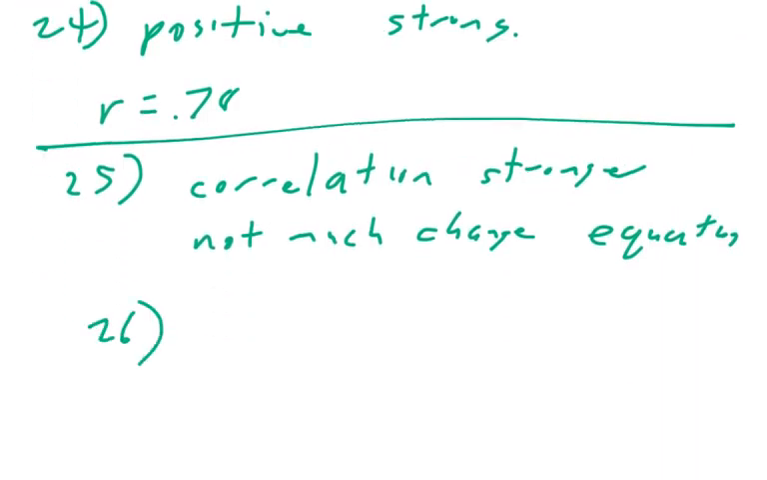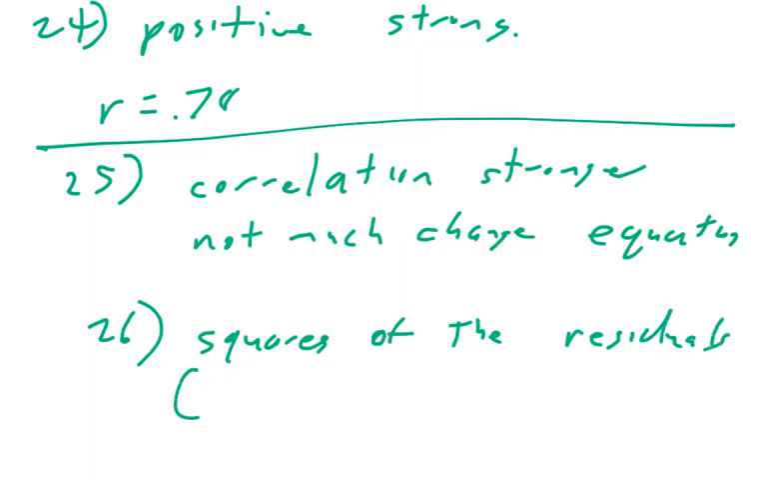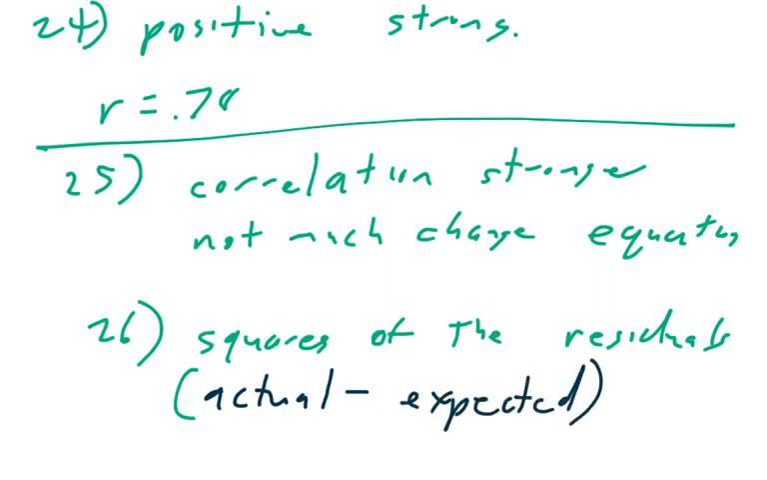And one last problem. The least squares regression line minimizes what? That would be the squares of the residuals. And if you remember what the residuals are, they are the actual minus the expected. So if you square those, then that's what you get when you want to minimize. So that's it for the review.